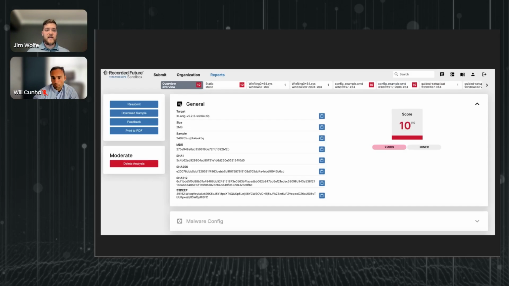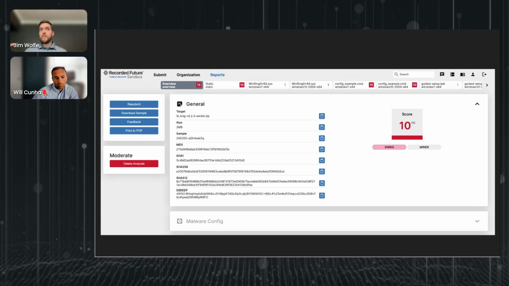Will, if you want to jump to the next slide, this is an example of what we would see within our actual sandbox. Anytime we go into our sandbox, we can see any of the automatic submissions that we've had from our EDR platform. We're able to see what the verdict is and what the risk score associated with that is.